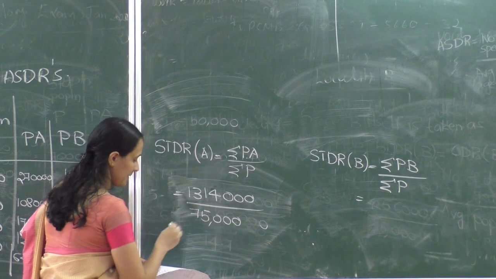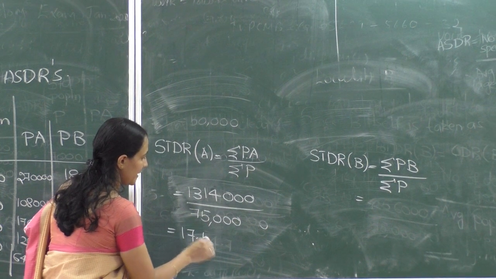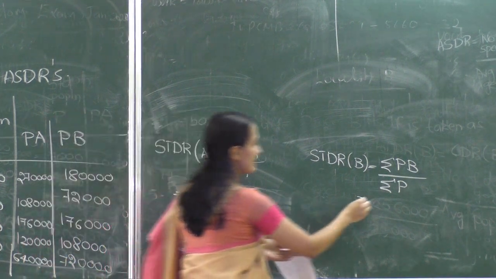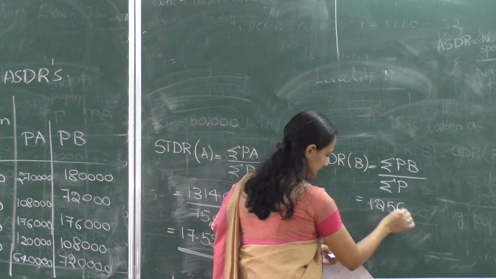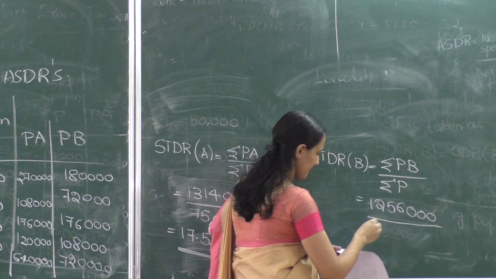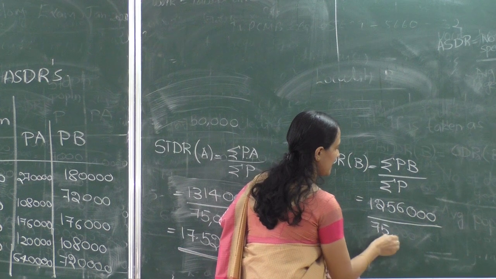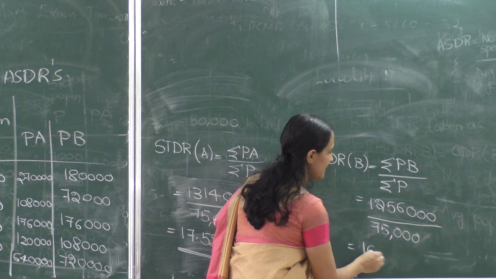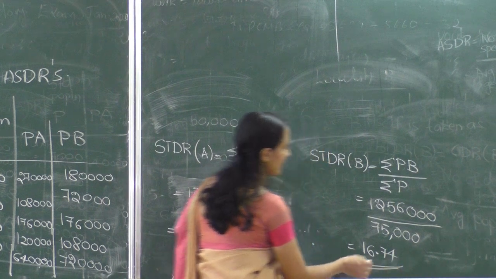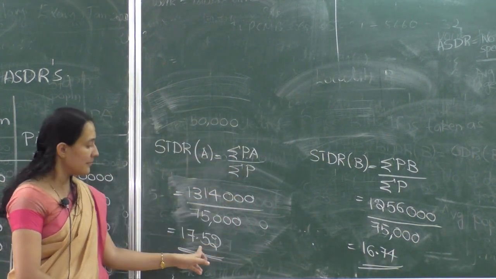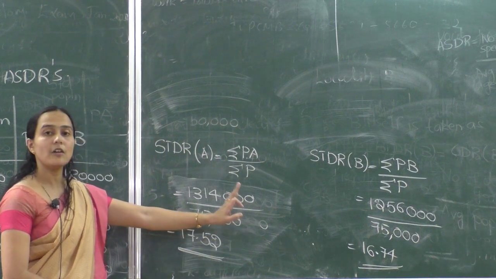The answer is 17.52. For the second one, sigma PB is 125,600 divided by sigma P, 75,000. The answer is 16.74. Which one is less here? The lesser one is the second one, STDR of B.